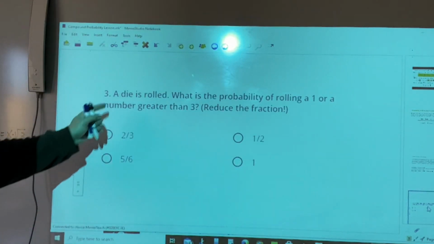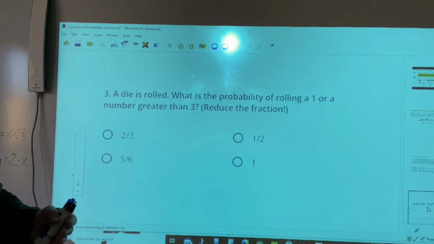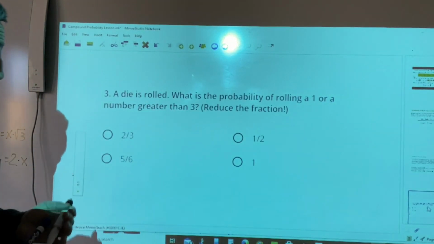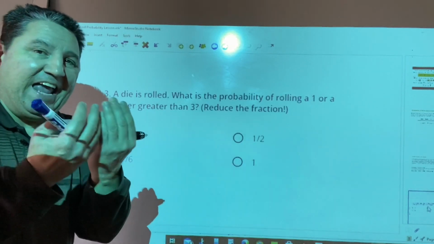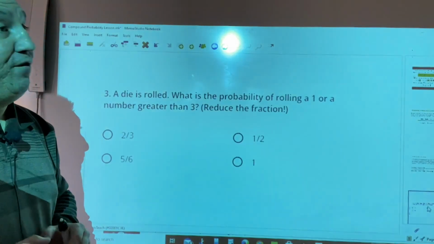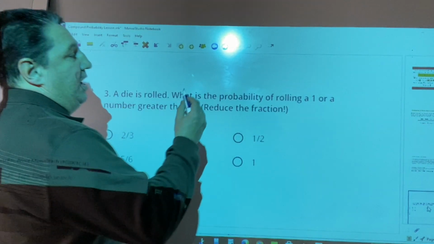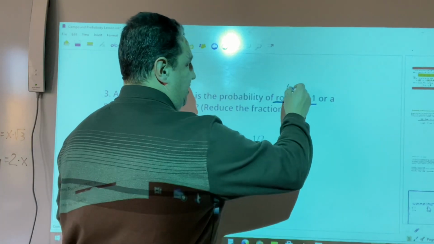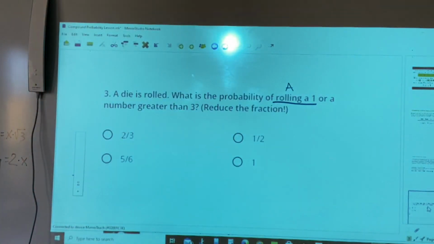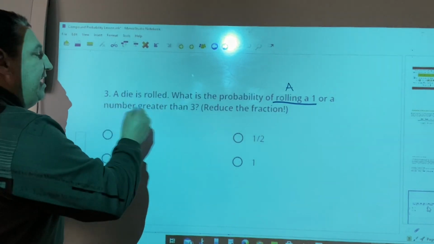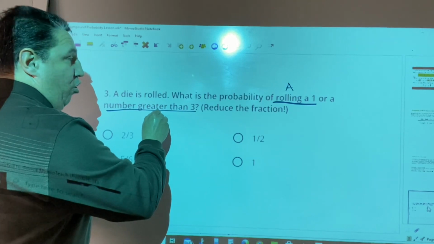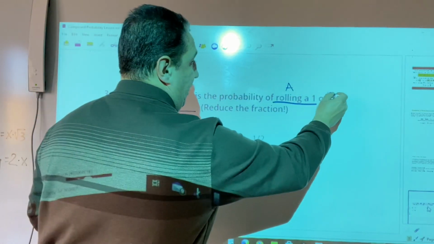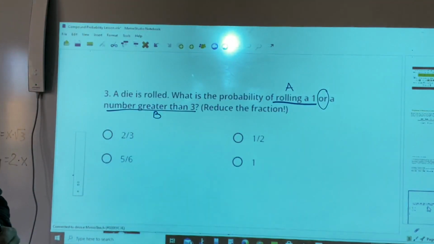In this example, a die is rolled. What is the probability of rolling a 1 or a number greater than 3? Remember, we have to identify each event first. The first event, or event A, is getting a 1 when we roll a die. Event B is getting a number greater than 3 when we roll the die. As we can see, A and B are related by the word "or."